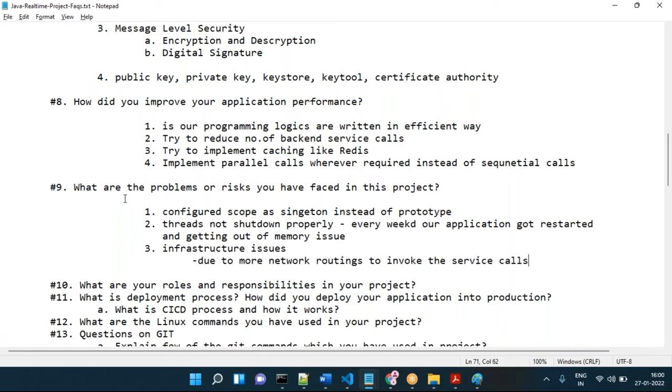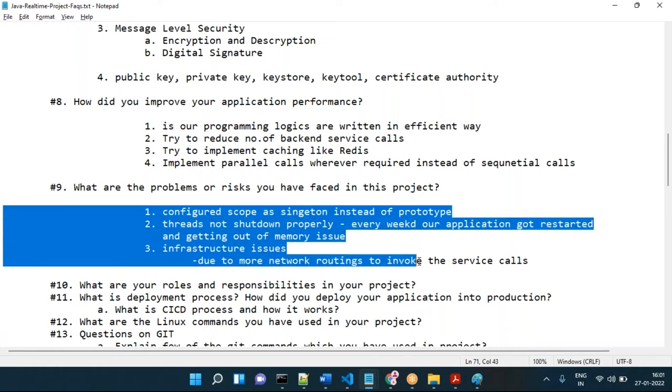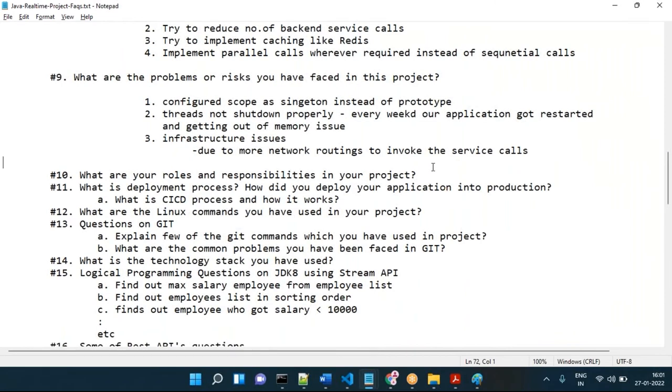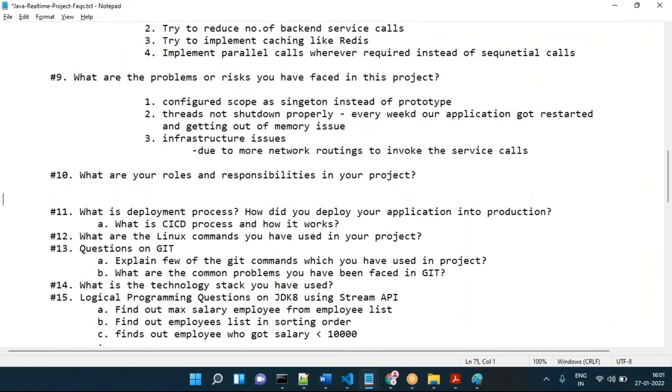Understood. So many problems are at risk. Now we have been facing all these issues, and now I got the chance or opportunity to fix all these kinds of issues here. Next one, what are your roles and responsibilities?